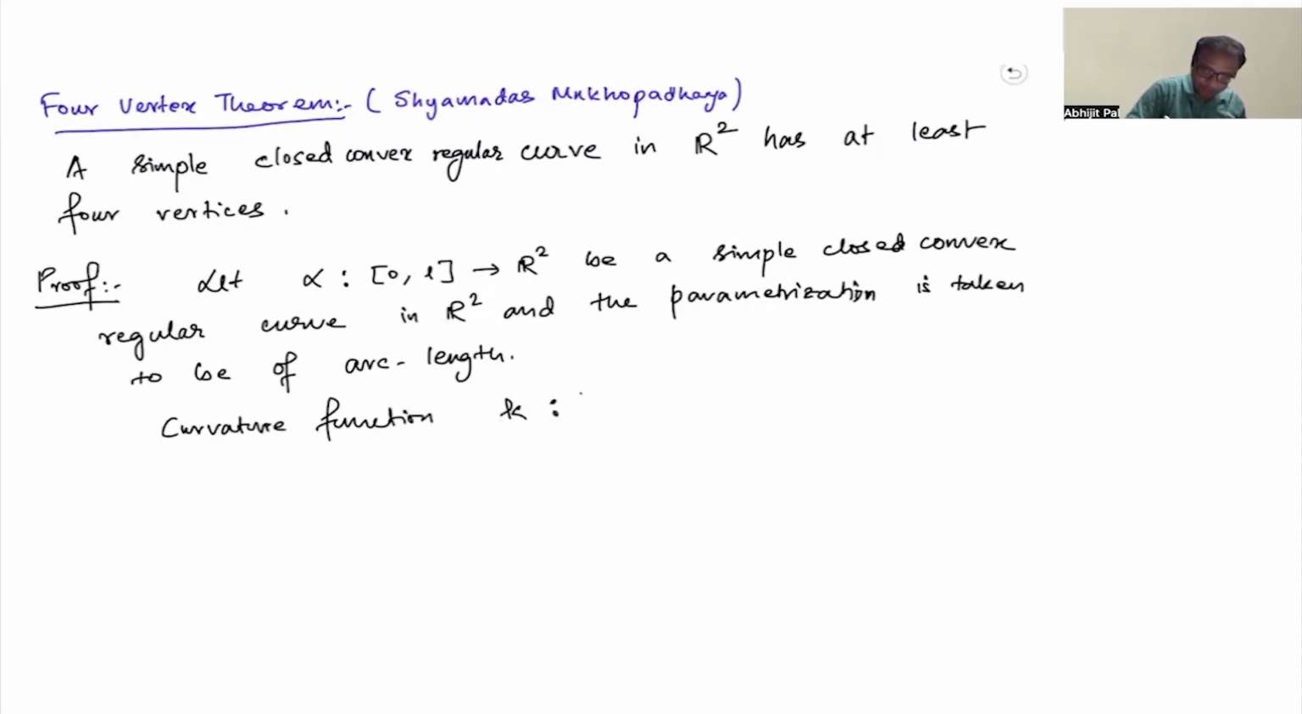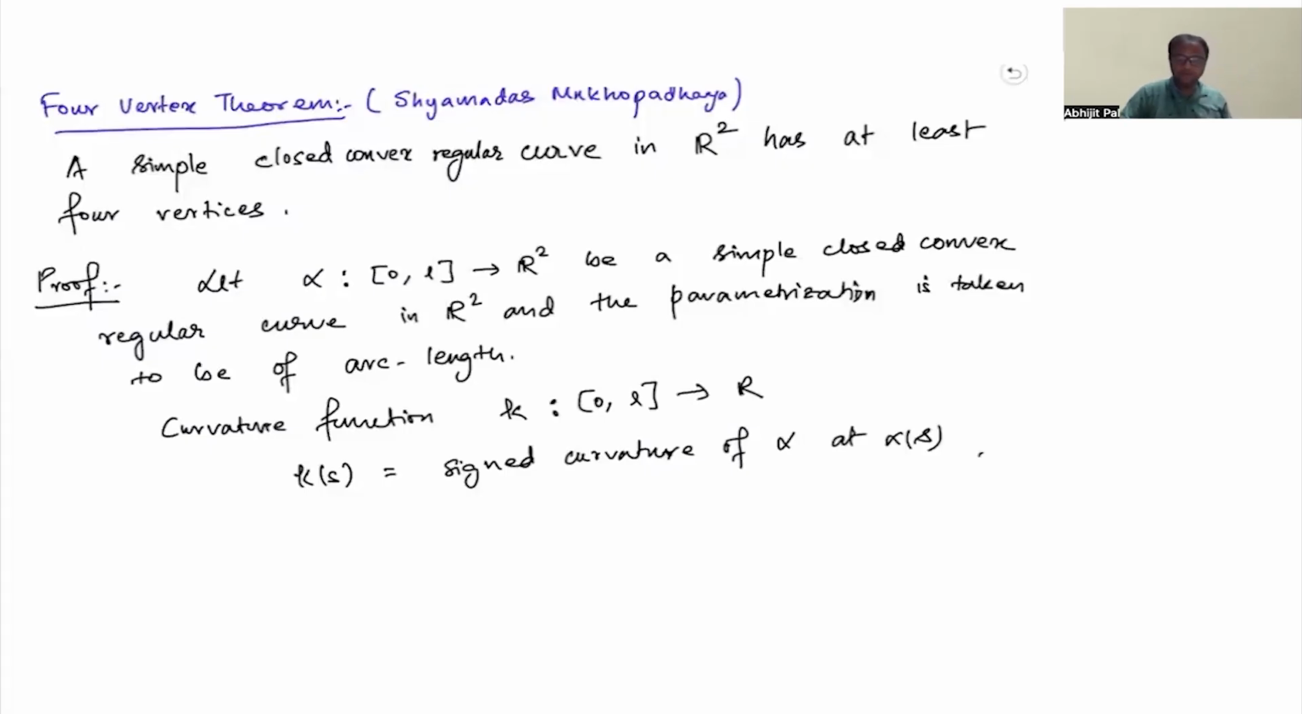So it is a function from this interval to R. So k(s) is the signed curvature of alpha at alpha(s). First of all, note that this function is continuous.